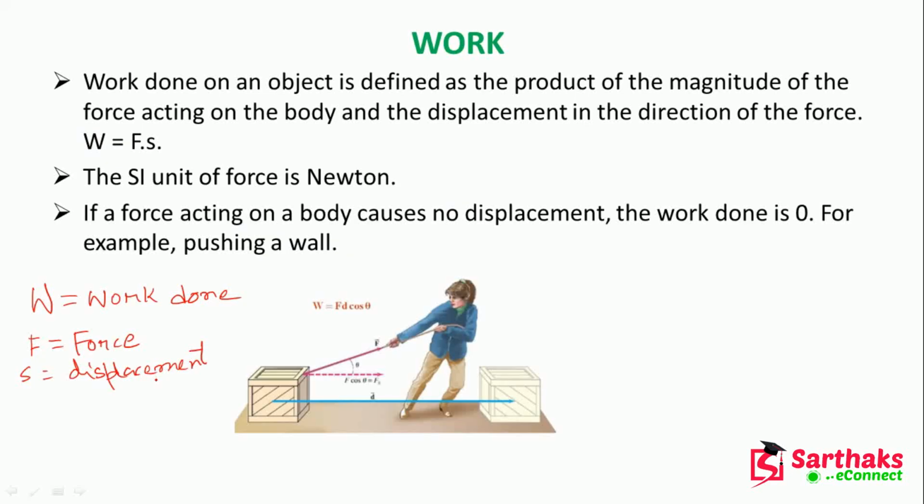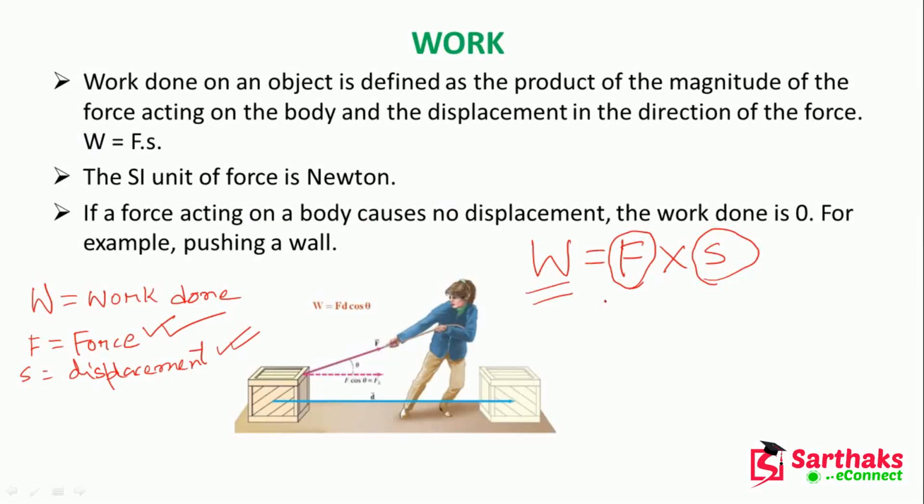Now, work done means you have applied force and there is some displacement of the object. Suppose you are carrying one box and you are moving somewhere, so there is some displacement here. So the work done is the product of F and S, that is the force you are applying and the displacement you have. At that time only I can say that you have done the work.